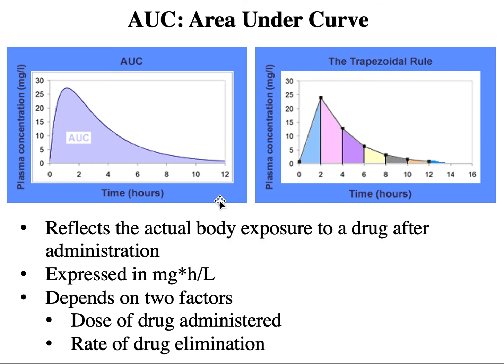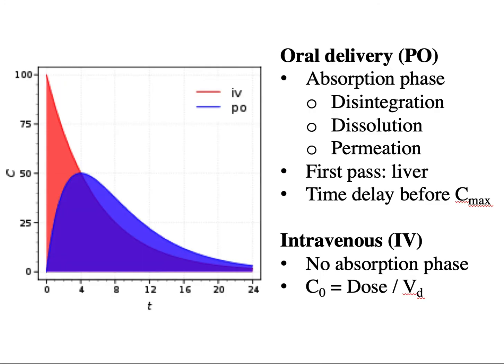The area under the curve is your body's actual exposure to the drug. So that includes all of the drug that's in the body. We're not just thinking about the therapeutic window anymore. So this is the dose administered and the rate of elimination. Those are the two things that you need to think about.